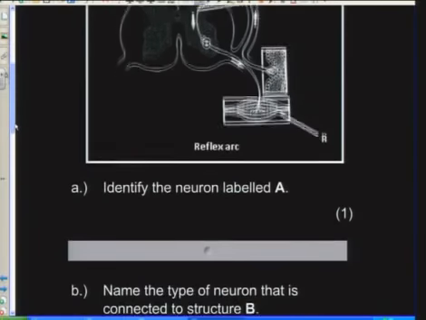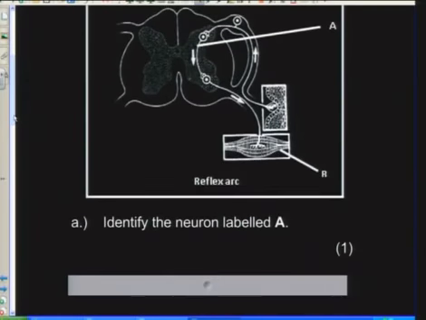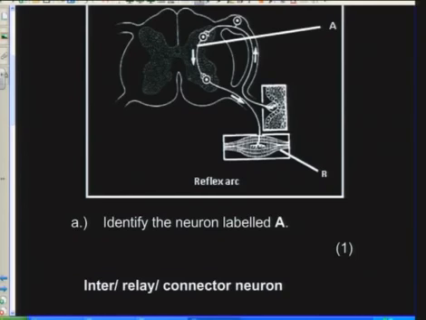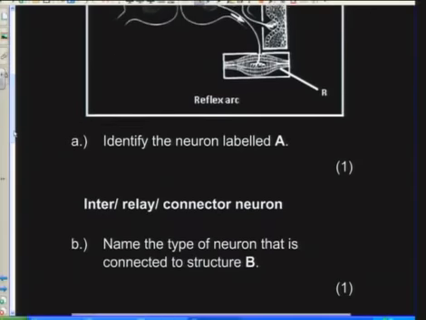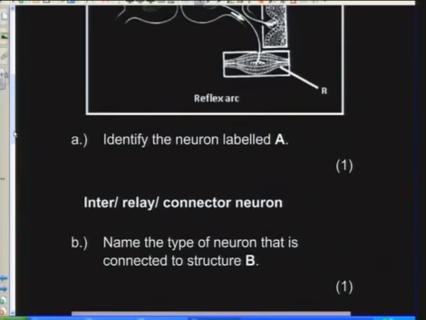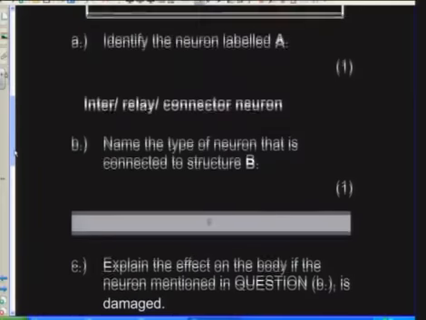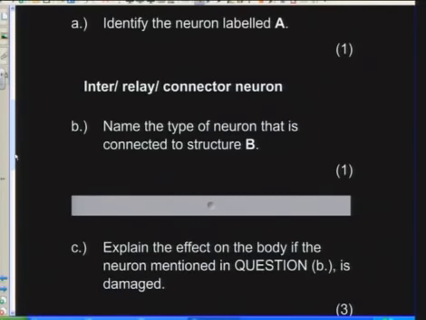Identify neuron labeled A. Neuron A is the one in the gray matter between that neuron and this neuron. And that would be, obviously, the connector neuron, or relay neuron, or interneuron. Name the type of neuron that is connected to structure B.